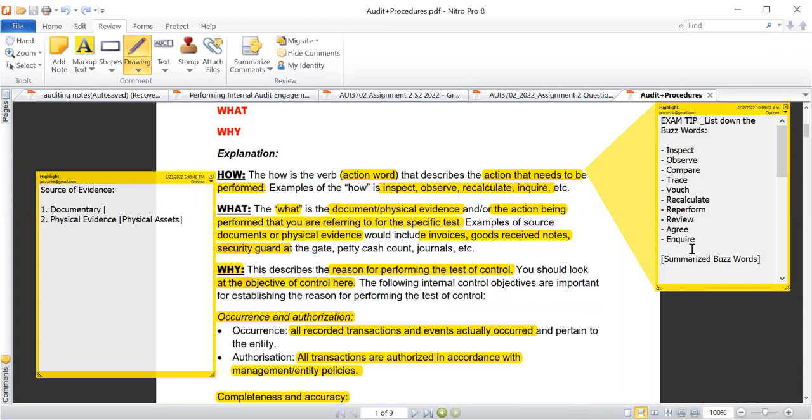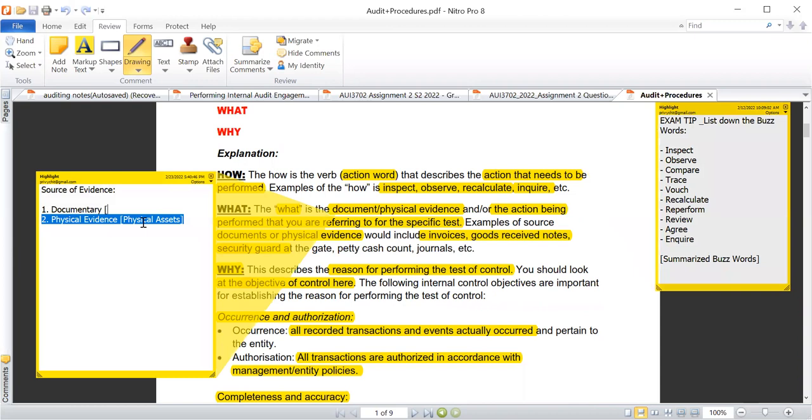Then when you talk of the what part, it's always the source of evidence, which can be either documentary or physical in nature. When I'm saying documentary, it can be any type of document, you name it. It can be a delivery note. It can be a copy of a customer order. It can be anything like an invoice, a tax invoice, right? Receipts, bank statements, the data ledgers, etc. All these things that are documentary in nature, that's what we call documentary evidence.